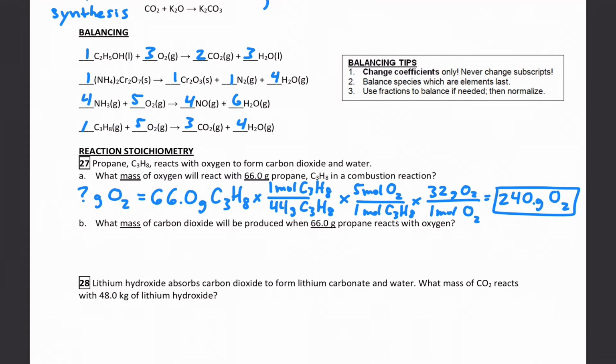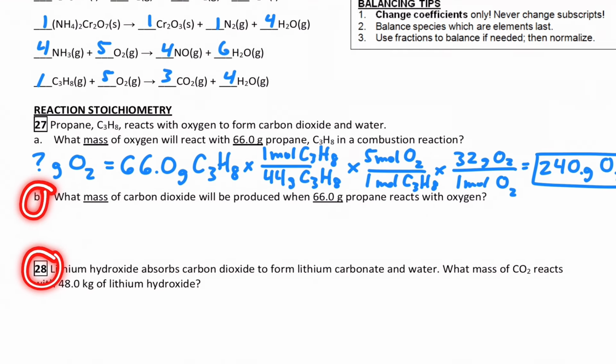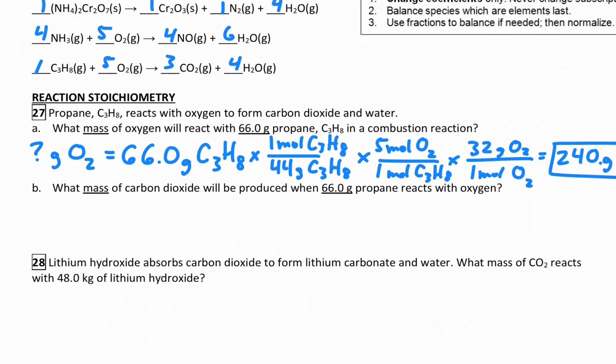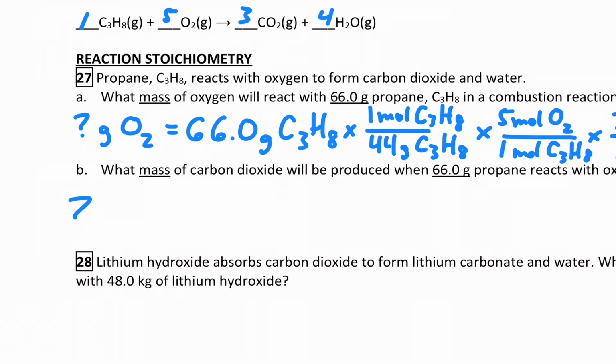So hit pause one more time and see if you can do part B and then question 28 from these word problems. All right, B is talking about the same reaction. This time they want to know the mass of CO2 given the same amount of starting material.